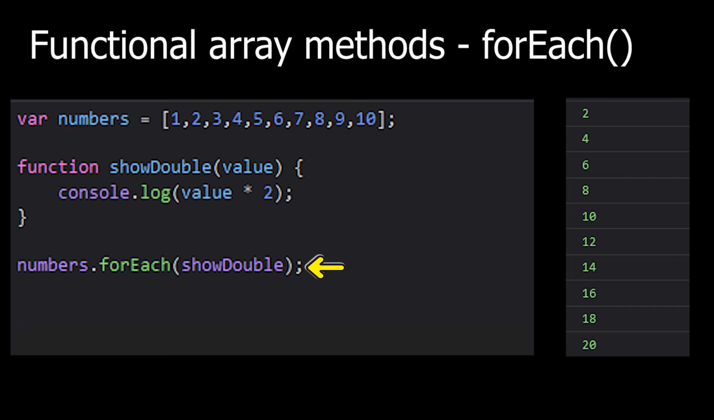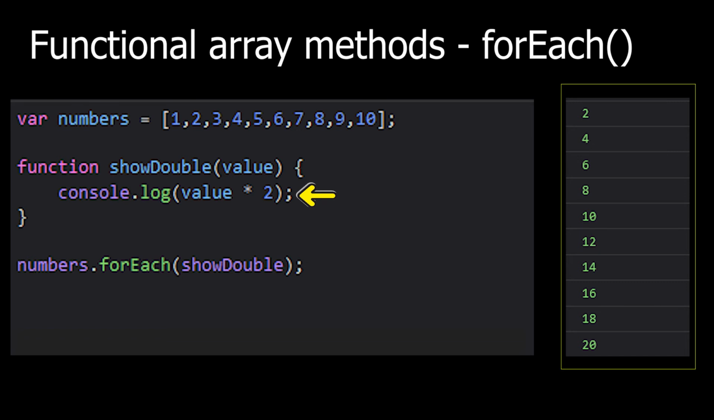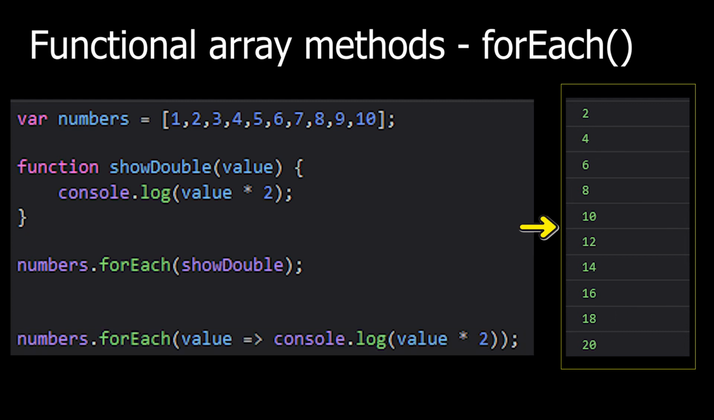The forEach method passes the current array element as an argument to the showDouble function as it executes each time. The showDouble function receives the current array element and it simply multiplies it by 2, then prints it to the console. Since this is done for each element in the array, you get the following output. Just one more thing to note is that since forEach accepts a function, we could also just pass the function inline, as in this case, using an arrow function.